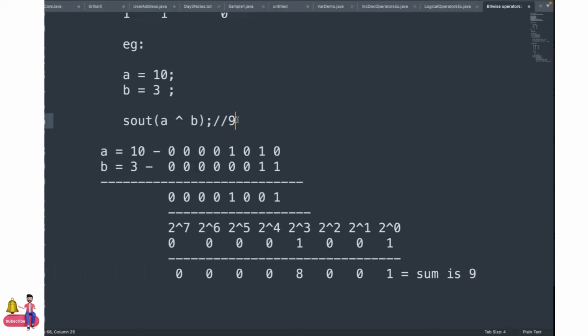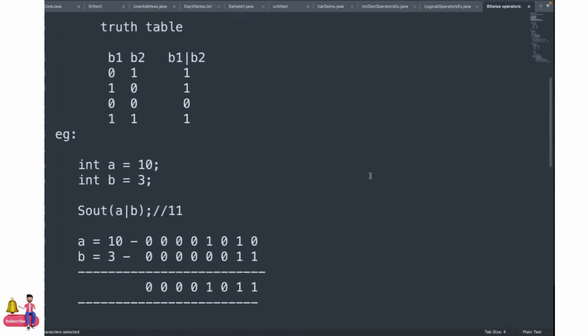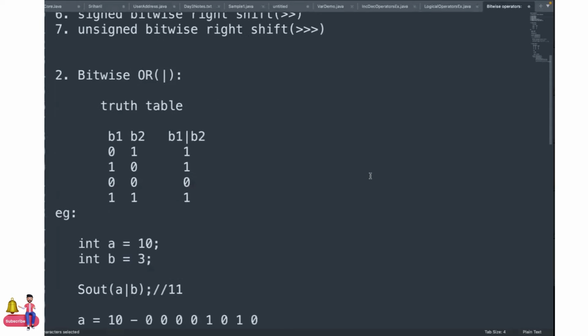Okay. So is this the output we expected? Yes, the same output we expected. So when you do the XOR operator on A value 10 and B value 3, you are going to get the decimal value 9. This whole explanation tells you how to convert binary to decimal and decimal to binary. Now with this, we have completed bitwise XOR. So we are done with bitwise AND, bitwise OR and bitwise XOR. Now let's see the bitwise left shift operator.